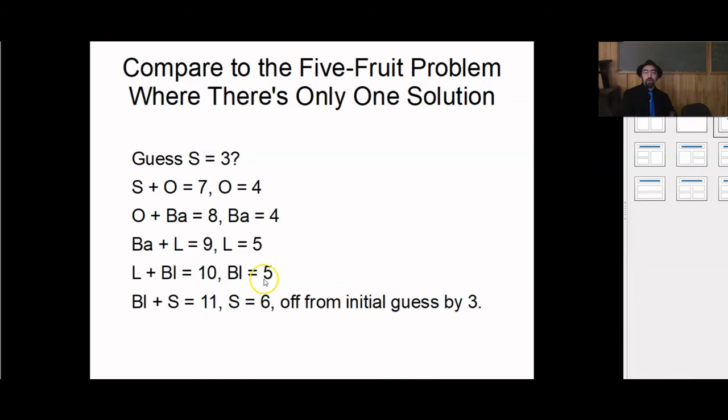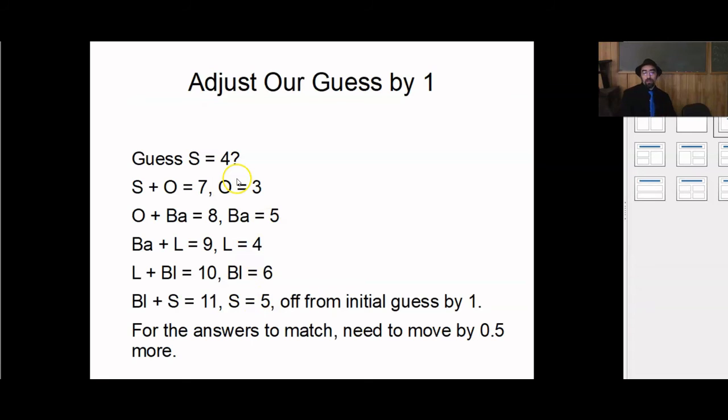What happens if we move our guess by 1? So we adjust our guess. Now we guess that the strawberries, instead of costing 3, suppose that the strawberries cost 4. Now we get that the oranges cost 3. Bananas cost 5. Limes cost 4. Blueberries cost 6. And blueberries plus strawberries equals 11.